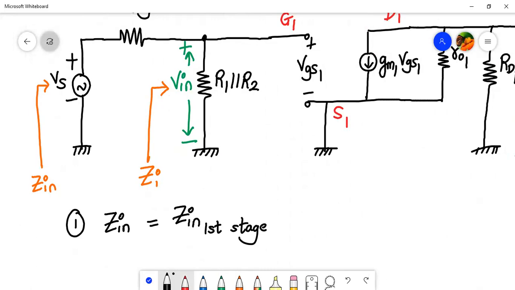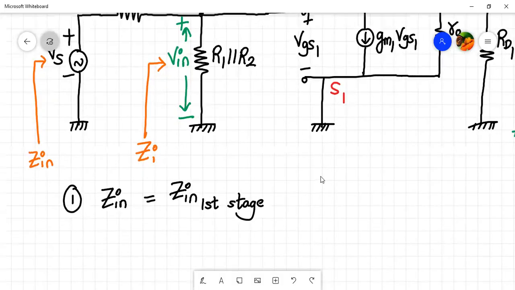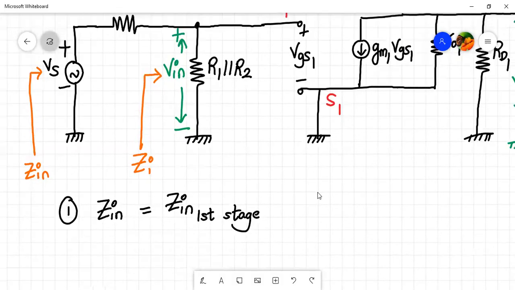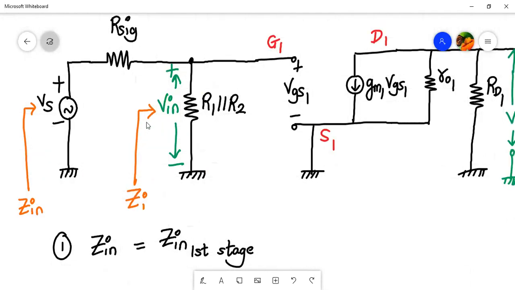Okay, in a cascaded network, the input impedance of the cascade amplifier will be the input impedance of the first stage. So here, if you stand over here, what do you see on the right hand side? R1 parallel to R2, right? So R1 parallel to R2 is my Zi, because here it is an open circuit. And what will be Zin? Zin will be R sig plus Zi, right?